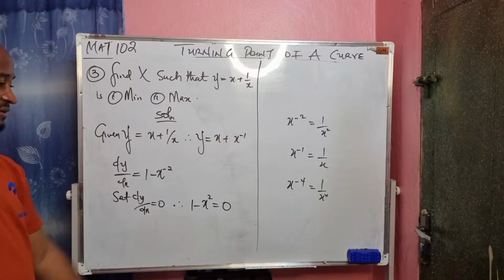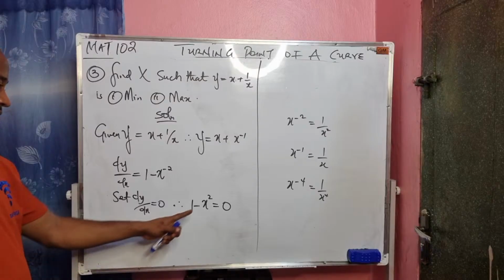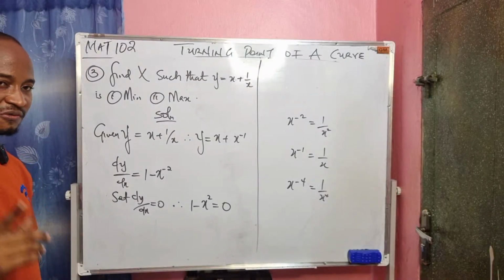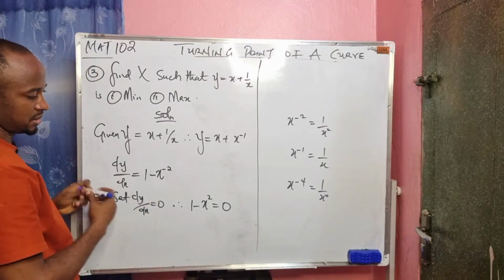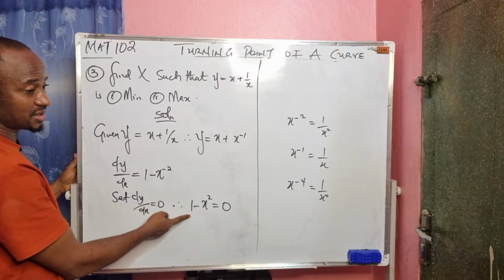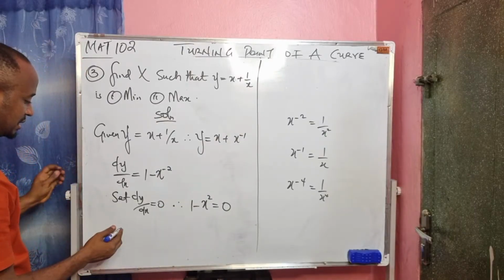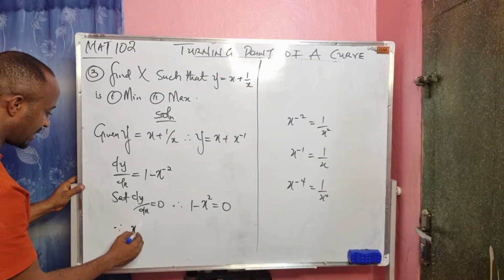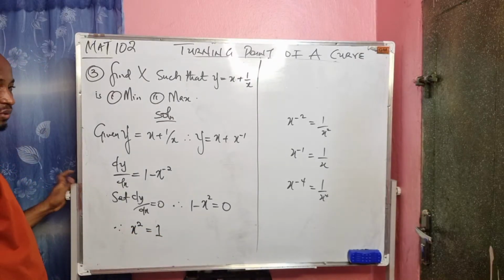So what do we do to find the value of x? Definitely, since I have squared, there will be two possible values of x. So what we do here is to subtract 1 from both sides, right? Or I can move this to the other side. Therefore, that will give us our x squared equals to 1, right? x squared equals to 1.